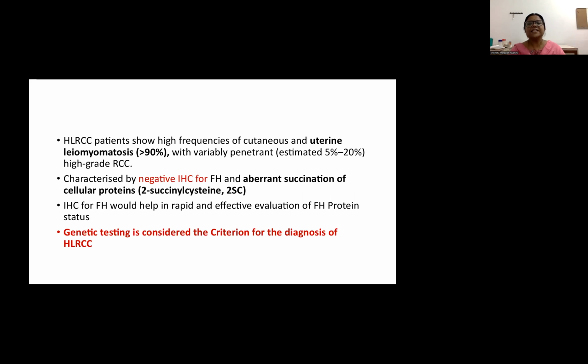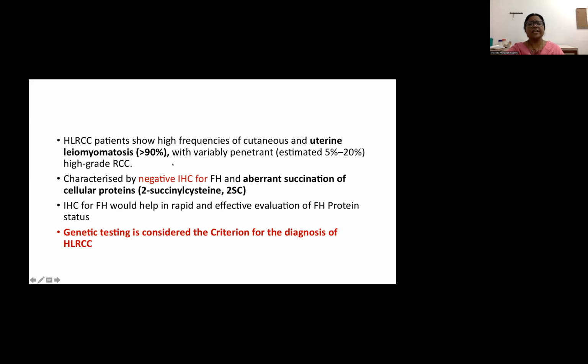And HLRCC patients, or the hereditary leiomyoma and renal cell carcinoma patients, also show a high frequency of cutaneous and uterine leiomyomas. If you see a young girl having uterine leiomyoma or cutaneous leiomyoma, you have to extensively work up that child, get an abdominal scan also, and rule out whether there is a renal cell tumor also.